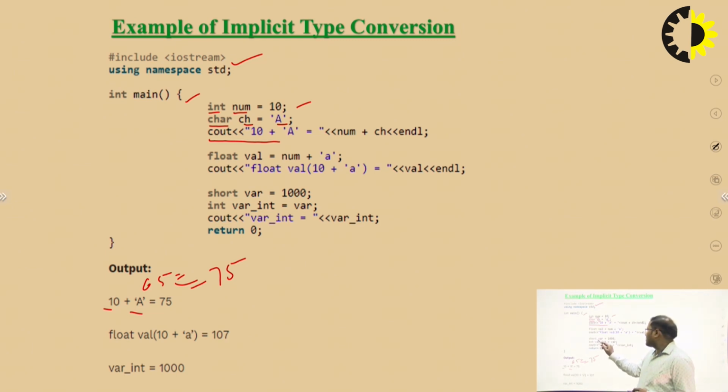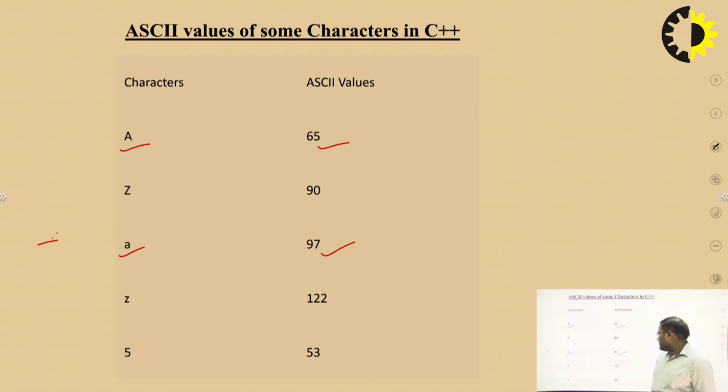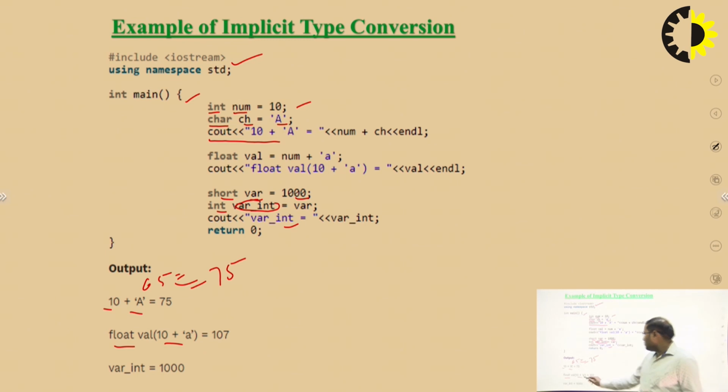In the second segment of the program, I have taken another variable of short type, with value 1000, and another variable, var int, of the integer type. Here the short variable is assigned to the integer variable, and we want to show the output, which will be float val 10 plus a, where the ASCII value of a is 97. So 10 plus 97 is equal to 107, and in this case var int will be 1000. So this is the output of this program.